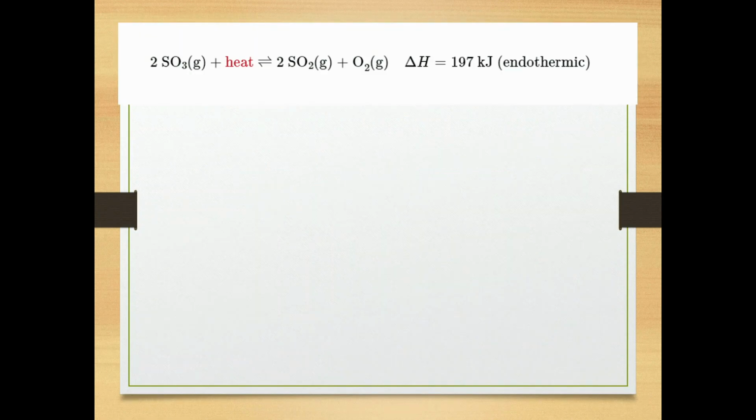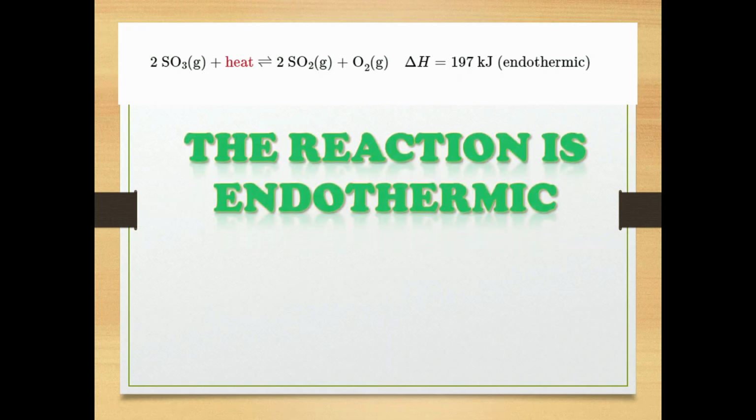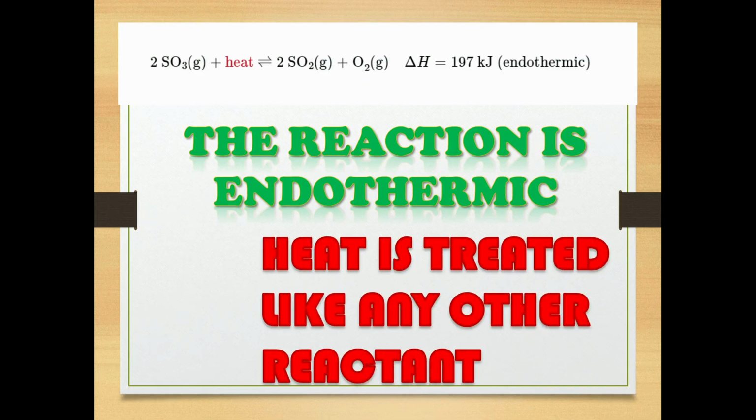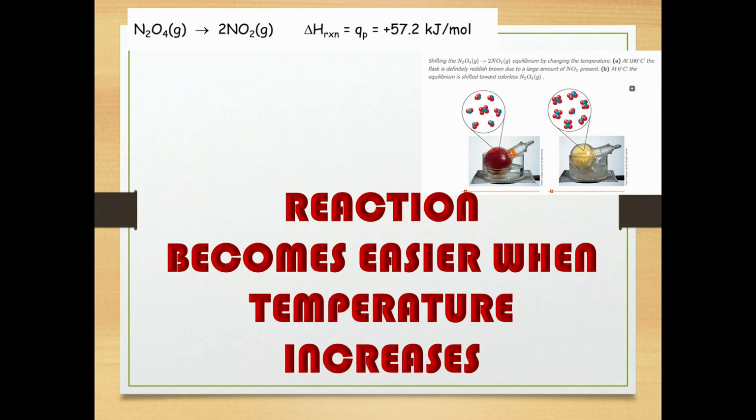If the reaction is endothermic, I treat heat like any other reactant. Adding heat will shift it towards the products. Now, logically, this makes sense. If I have an endothermic reaction, it wants heat. If I increase the temperature, it's going to go better. So if the reaction is endothermic, and I treat heat like any other reactant, increasing the heat will shift it toward the products. So the reaction becomes easier as the temperature increases.